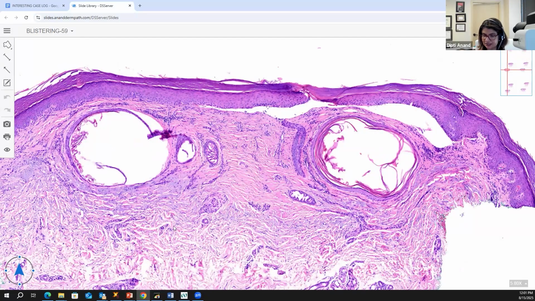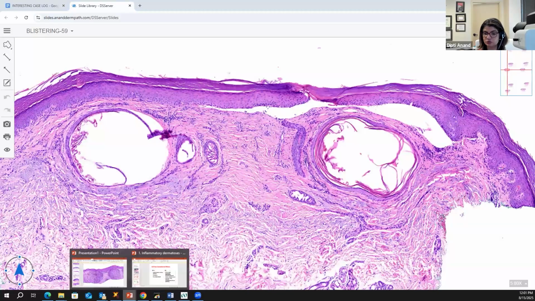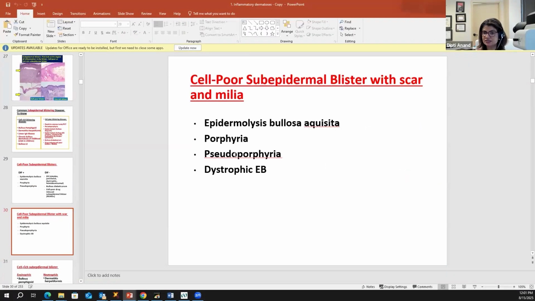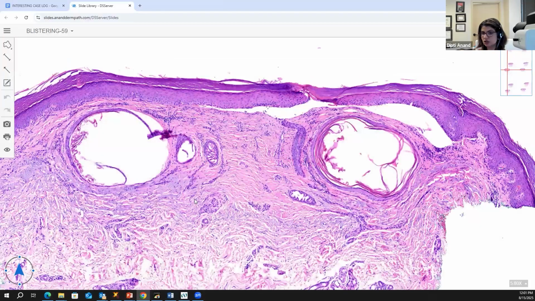So when you see something like this, cell-poor subepidermal blister with scar plus or minus milia formation, these are the diseases that you think about: EBA, porphyria, pseudoporphyria, and dystrophic EB. Okay, so this is what you need to memorize. And this is how it will look. This is not uncommon. This is very commonly encountered.